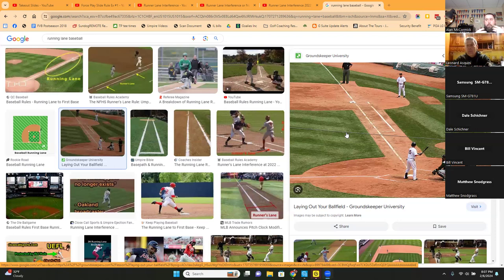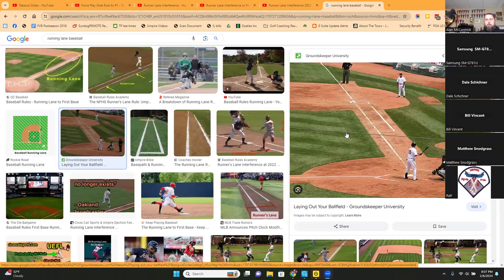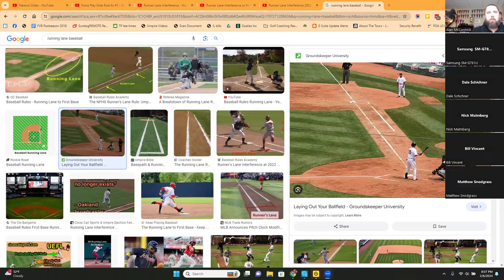So our job is we have to make sure that we understand the rule even better and be able to explain it even better to people when it does come up during the game. Okay. This is actually being called a lot, because I don't remember seeing this at all last season, being called in baseball. Yeah, it is.